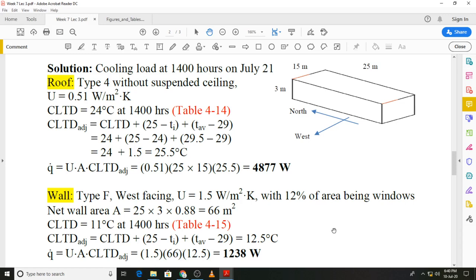We are also told that there are windows in the wall which take up 12% of the area of the wall. So we need to find out the load through the windows, the conductive heat gain, as well as the solar gain through the window. And again, we will need to find out certain values from the tables to work out those heat gains.